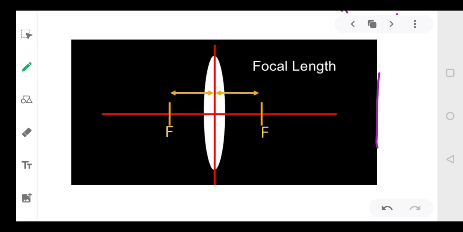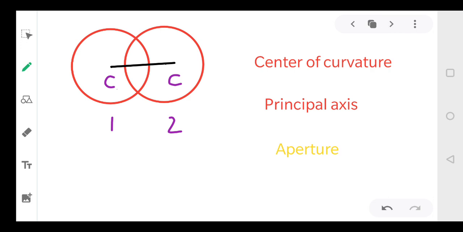Next is focal length. We know there is a focus. This point is called O, which is called the optical center. So the distance between the optical center and the F is called the focal length. The distance between the optical center and the focus is called the focal length. Okay? Clear? Let's come to the next one.